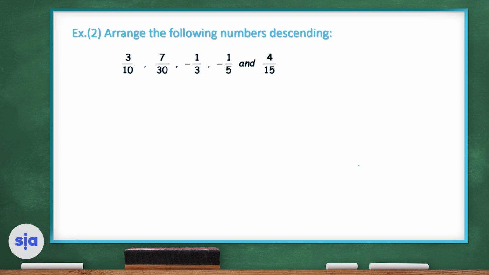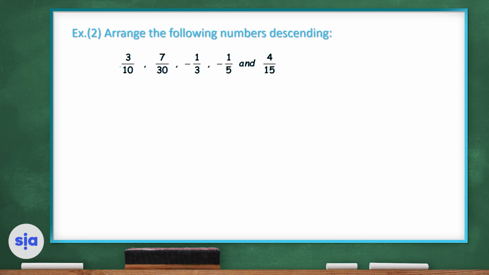Exercise number 2, arrange the following numbers in descending order. So how to arrange them in descending order? The easiest way for you is to make them all have the same denominator. So when the question asks me to arrange, they all should have the same denominator. So let's make a common denominator for them all, which is 30.